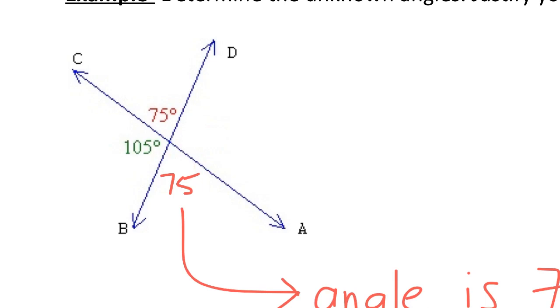So they've marked another angle for us. So they're telling us this angle here is 105 degrees. And again, there is an angle that is directly opposite from it. So I know that this angle here in the empty space also needs to be 105 degrees because these are opposite angles, and we know that opposite angles are equal. So I've gone ahead and filled that in as well.